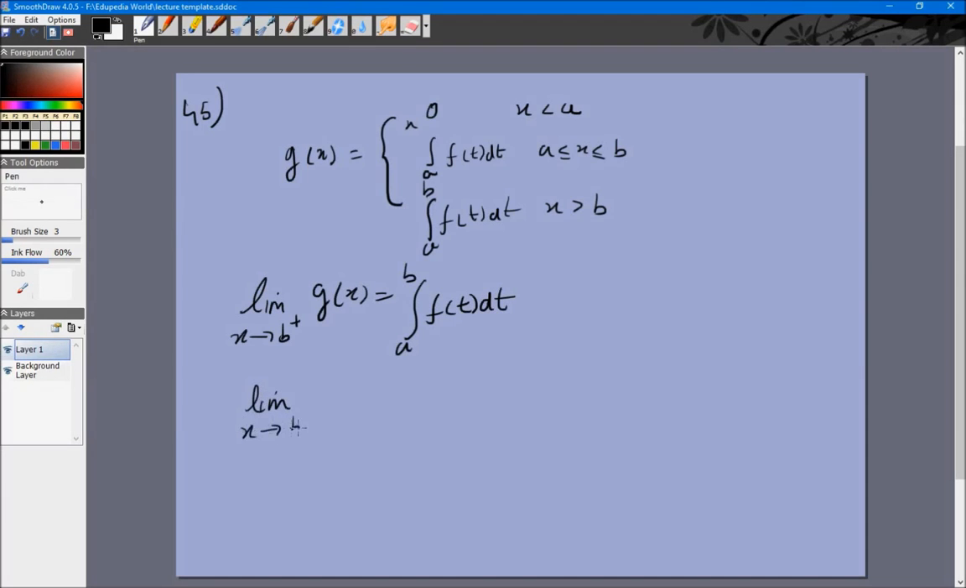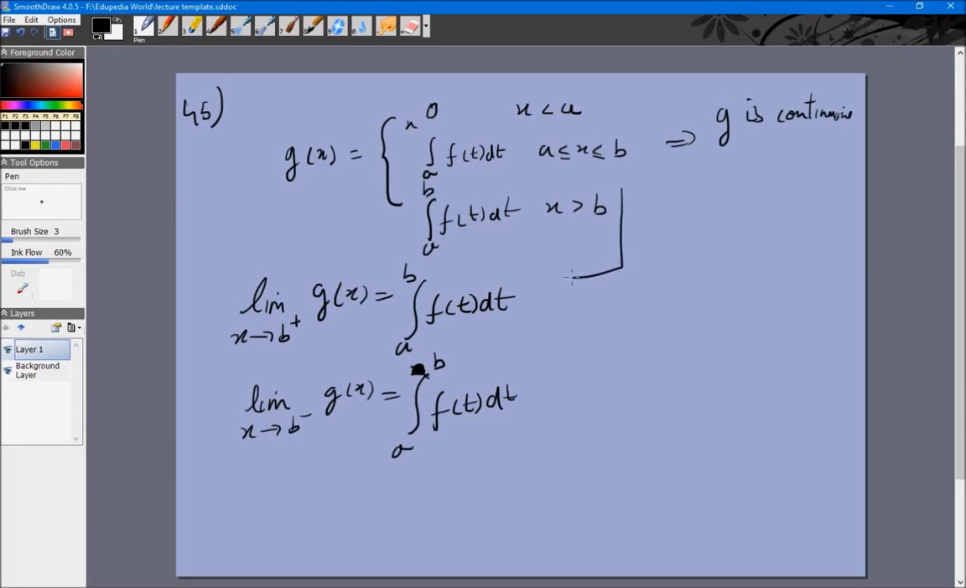Limit x goes to b minus, g(x) is equal to the integral from a to x of f(t) dt, where x is b, right? So basically the integral from a to b of f(t) dt, so they are the same. So at b, g is continuous. Similarly, when x is a, just a little bit more than a, the integral is from a to a, which is 0. And just less than a also it is 0. Which means we know g is continuous at both a and b.